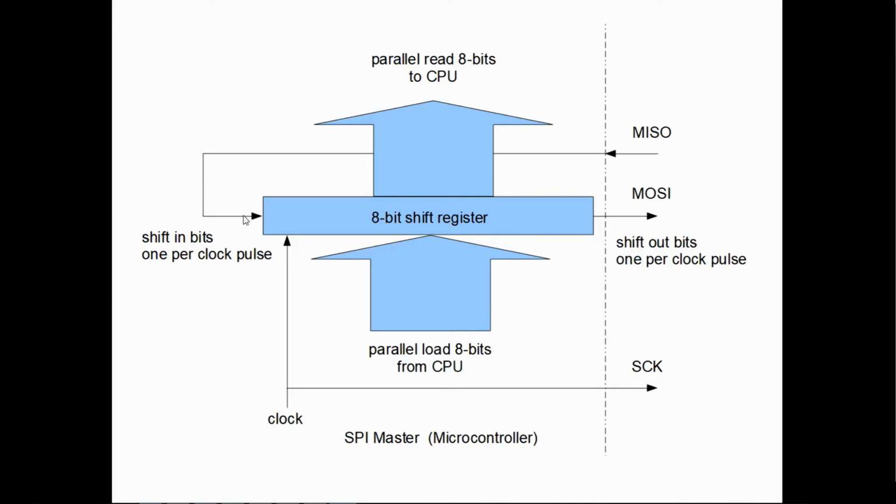Normally you're not worried about that. You don't want to read what you've shifted out. You want to read what the slave presents to you. Data coming in to the master or the slave is assembled in the shift register, and then it can be read out in parallel. So that's basically a very simplified diagram of what is inside each of the devices.